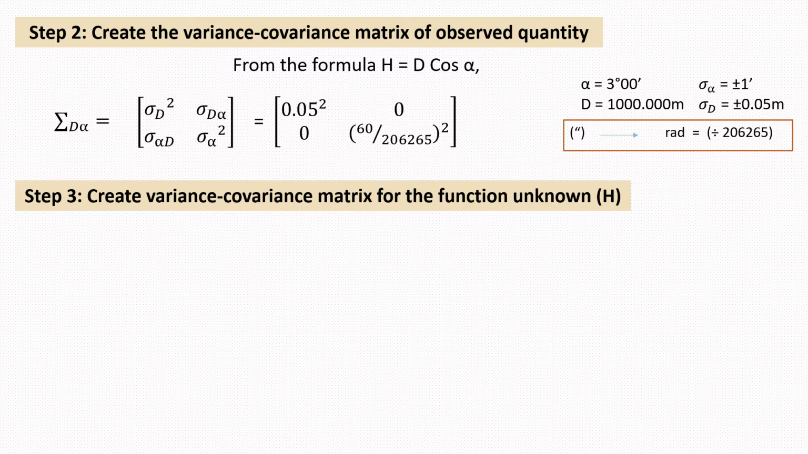Step 3. Create the variance covariance matrix of the function unknown h. Sigma h here is the variance covariance matrix of h, which is equal to sigma h squared, where this is the unknown that we want to find, and sigma h is the standard error of horizontal distance h. So here, we just leave the matrix as sigma h squared and we'll solve it later. The dimension of this matrix is 1 by 1, due to only one unknown, which is h, needing to be determined.